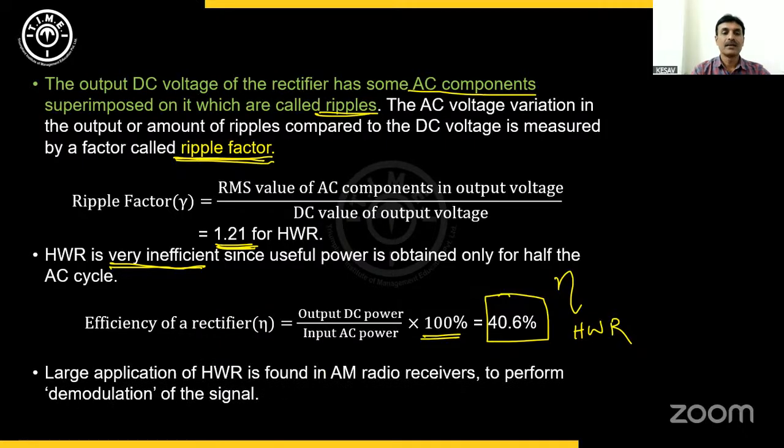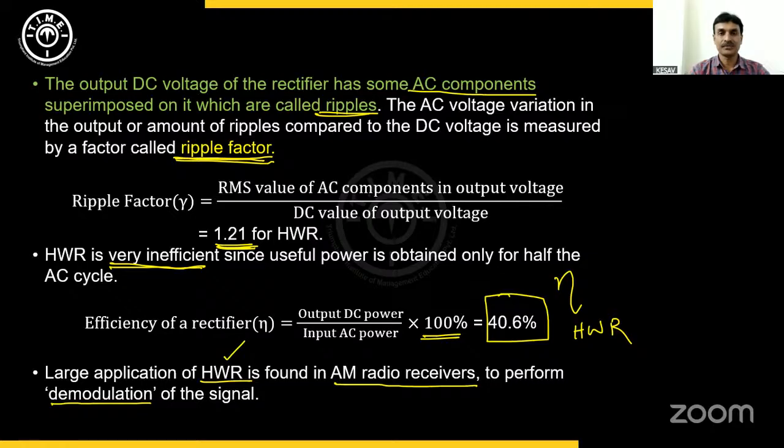Now, where do we find the applications of this half wave rectifier? Large application of half wave rectifier is found in amplitude modulated radio receivers to perform demodulation of the signal. Demodulation is separation of the message from the carrier wave. You might have learned it in communication systems. So for the demodulation purpose, these half wave rectifiers are used.